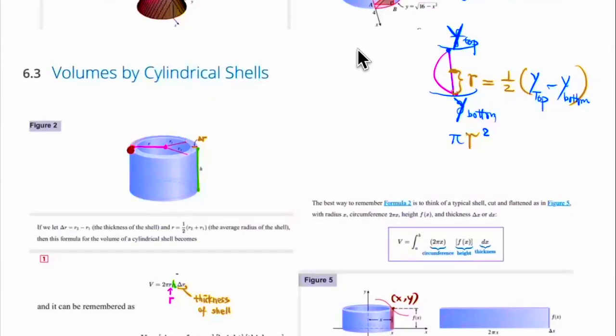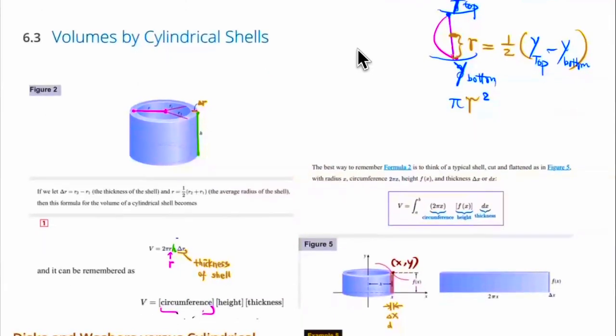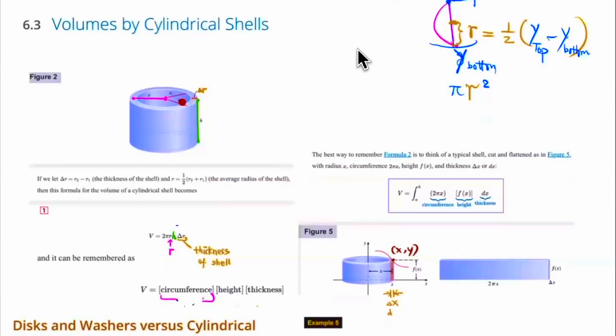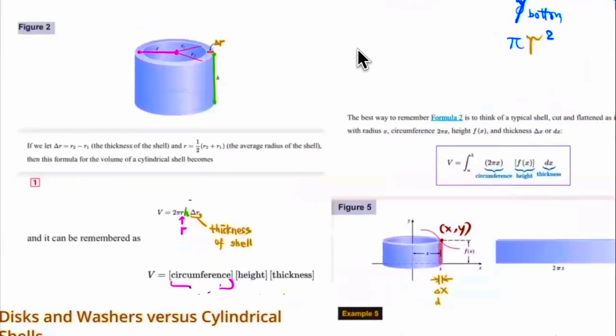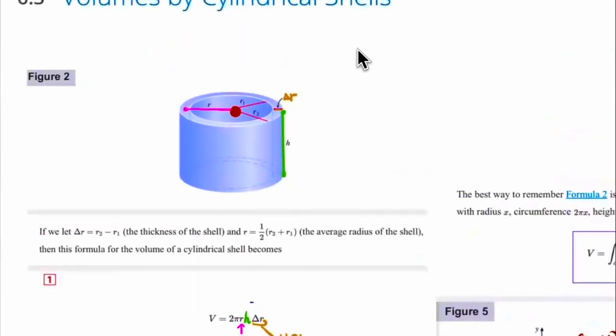Okay, so we first have a shell, and then we actually got the formula for the volume for a very thin shell right here. Think about the shell over here. The r here, so r1 is the inner radius. r2 is the outer radius.